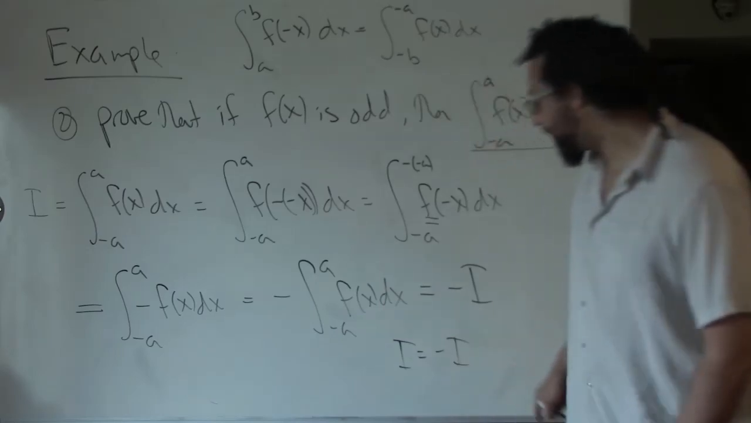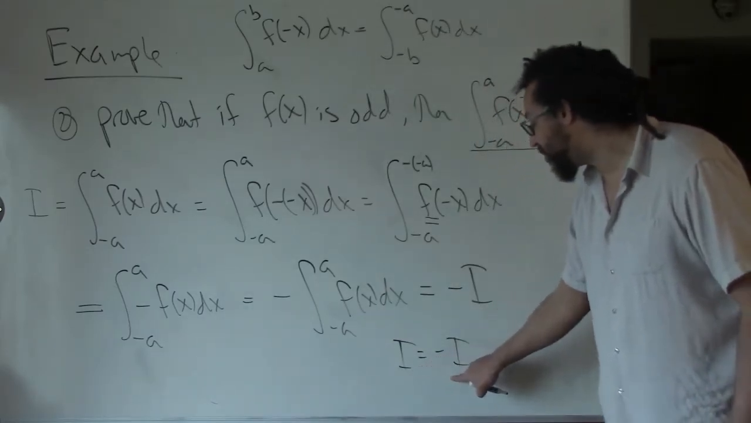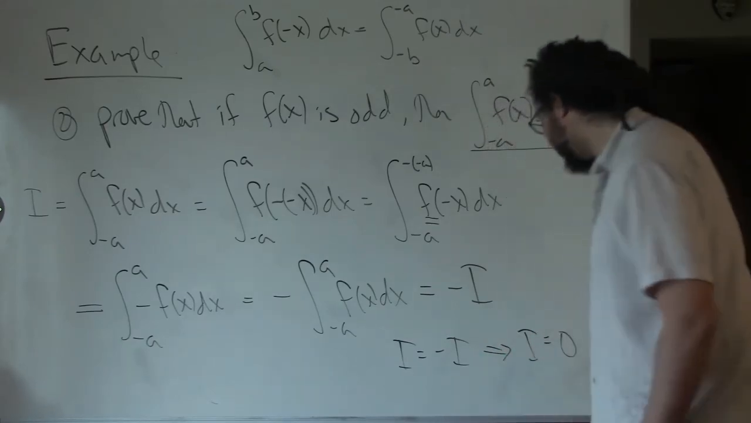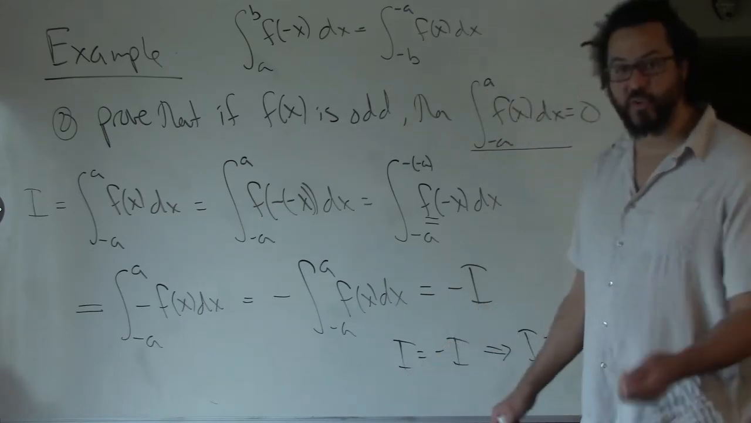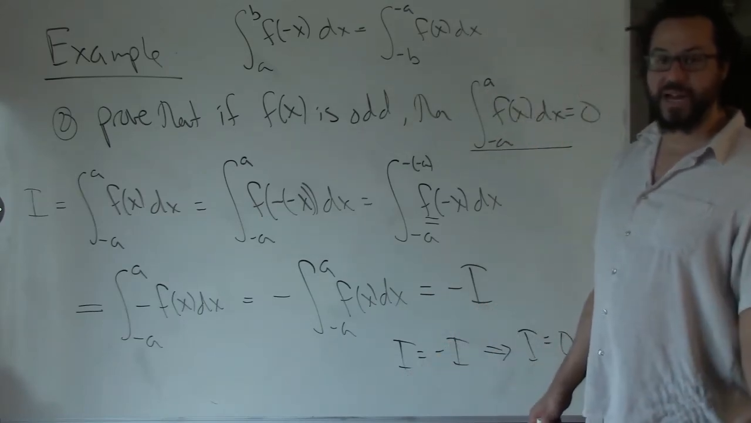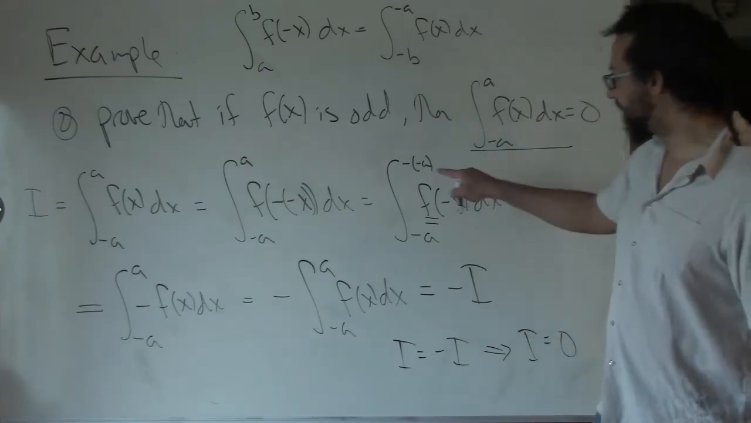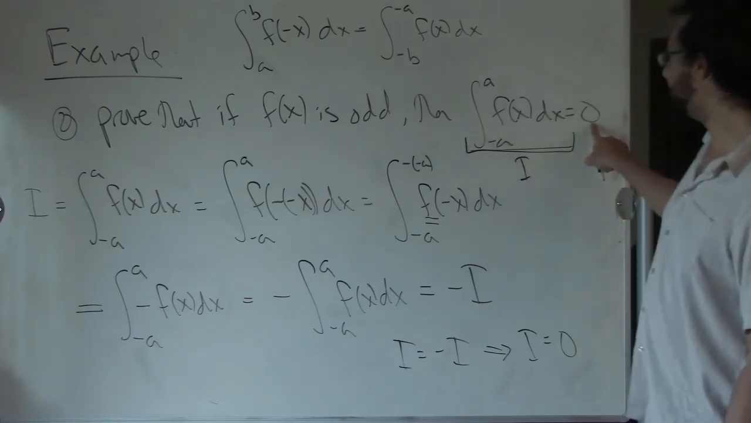But remember, I is a real number. And so the only time a thing is equal to its own negative means the thing had to have been 0 in the first place. So for example, you can add I to both sides, you get 2I equals 0, divide by 2, that tells you that I is equal to 0. So now we know that this integral, right, this integral that we called I, must be equal to 0.